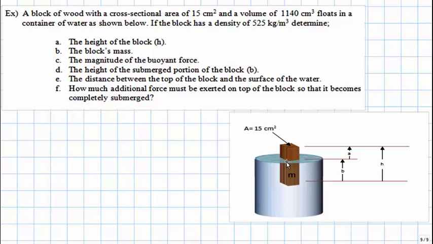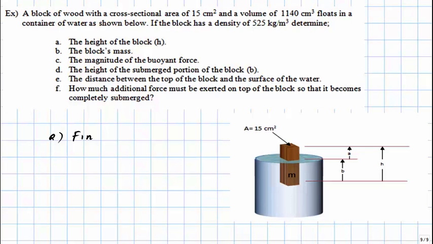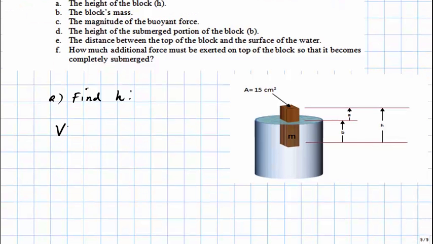It's submerged inside of a container of water, and it's only partially submerged, so there's a portion above the surface and there's a portion below the surface. The cross-sectional area is given as 15 square centimeters. The density of this wood is also given as 525 kilograms per cubic meter, and we need to determine the overall height, which is specified as h. In order to determine the height, we can rely on the volume equation. The volume of this shape is simply equal to the cross-sectional area times the height.